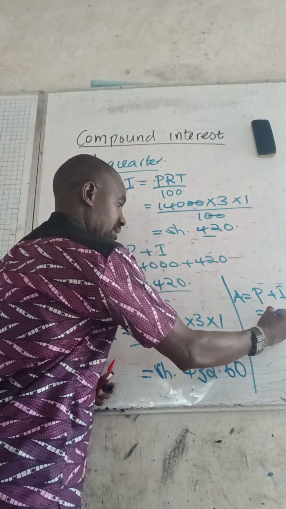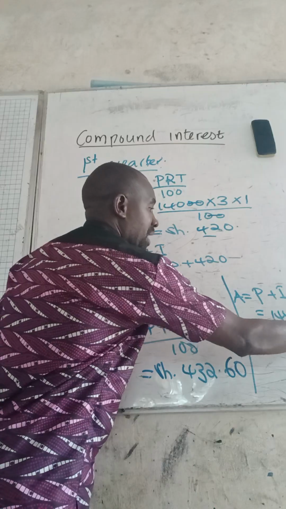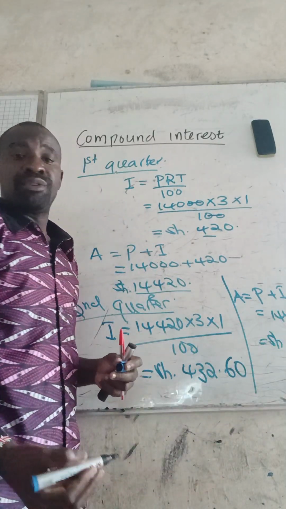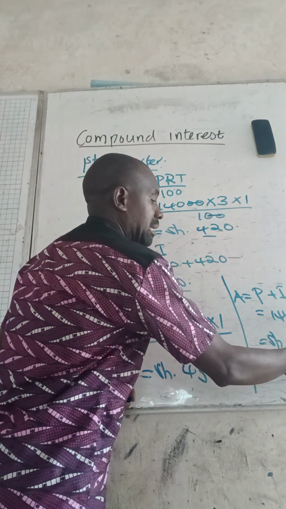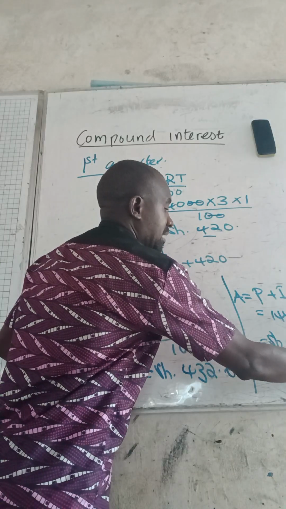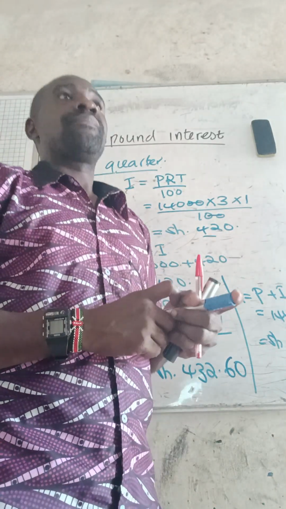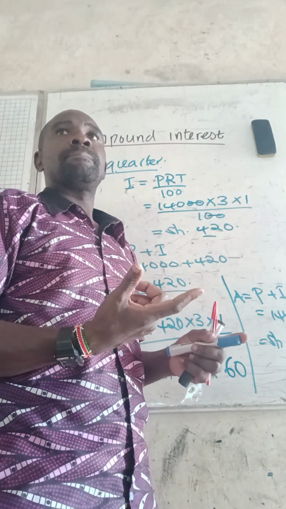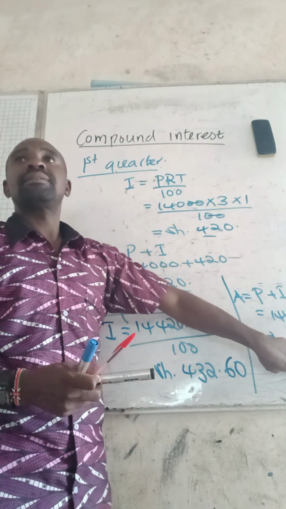Again, 14,420 added to 432.60. That should give you 14,852.60. That is the second quarter. We can do the same for the third quarter. Any challenge at this point?